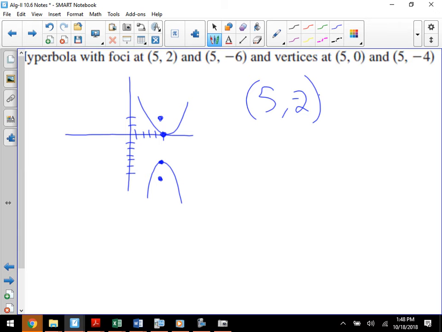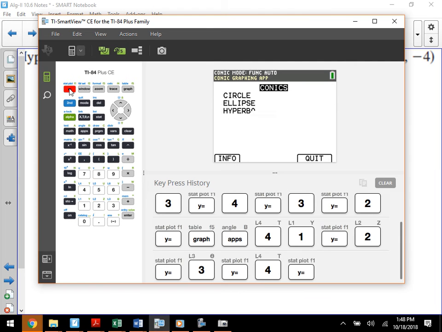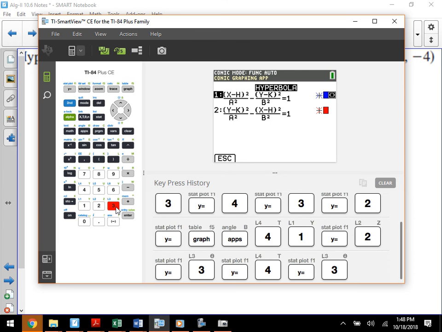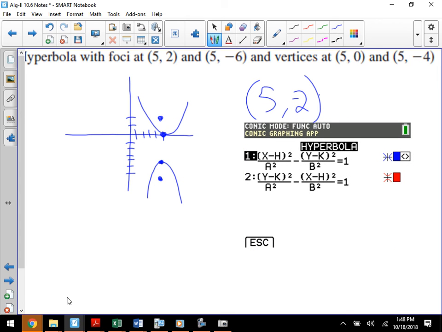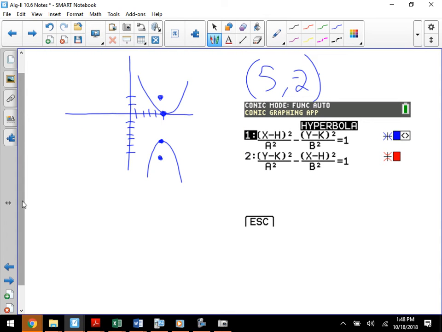Vertical hyperbola. If I look at my fancy calculator, it tells me a vertical one has the y squared first. So now I have to figure out my a squared, my b squared, my c squared, and all that kind of stuff. If we have a center at (5, -2), the distance from the center to the vertex is 2. So your a value is 2, which means a squared is 4.